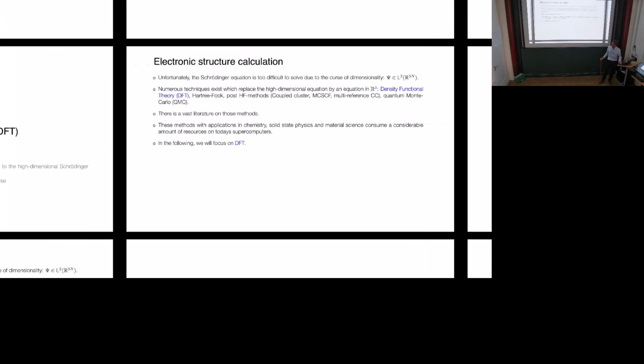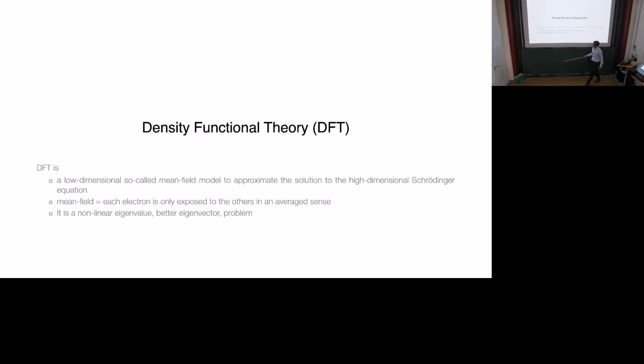Okay, but now let's move to DFT. It's a low-dimensional model in the sense that my unknown depends now only on 3 variables. It's a so-called mean field model, and it's a solution to the high-dimensional Schrödinger equation, in the sense I'm going to make precise. A mean field means that each electron is only exposed to the others in a certain average sense. And mathematically, it's a nonlinear eigenvalue, or better eigenvector, problem. So the price to pay to go from a high dimensional model to a low dimensional model is to introduce a nonlinearity in your model.